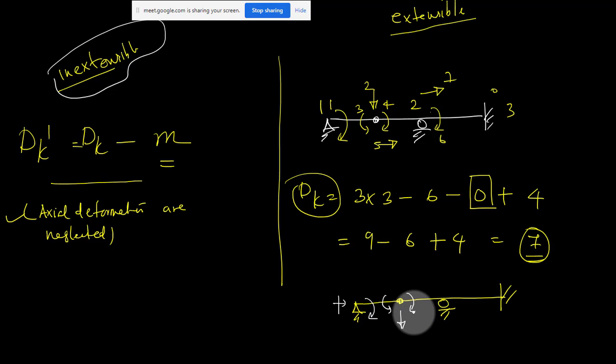These two are possible, but this one is not possible because this joint is not moving, so this joint also should not move, because the condition is given: axial deformations are neglected, or members are inextensible. The length should not change. That means at the hinge location also it should not move.